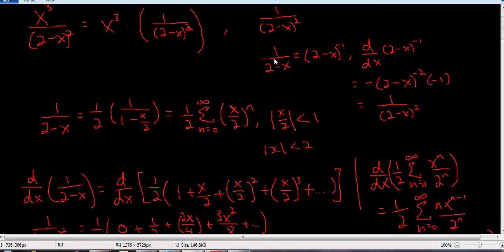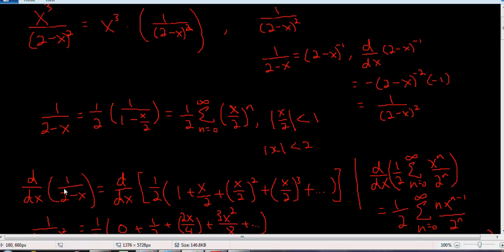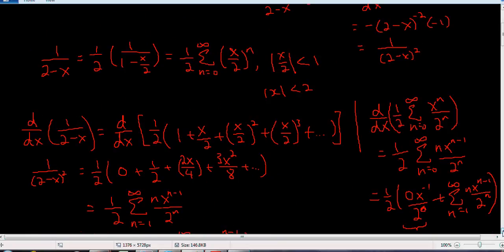So we take the 1 over 2 minus x and then rewrite it in a form where we can make use of our original power series up here, right? So 1 over 1 minus x over 2 is the same as 1 over 1 minus x, except, well, the x part is different. So I can follow the formula, plug this in, and then what I can do is I can take the derivative of both sides, and end up with the one that I was looking for.